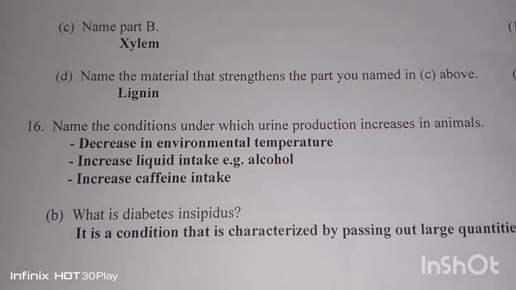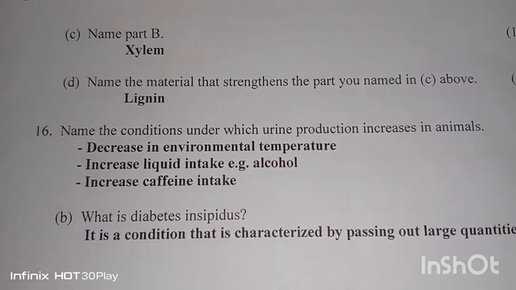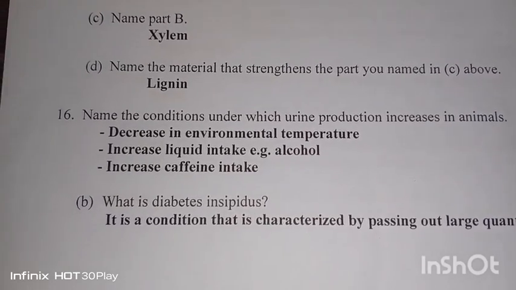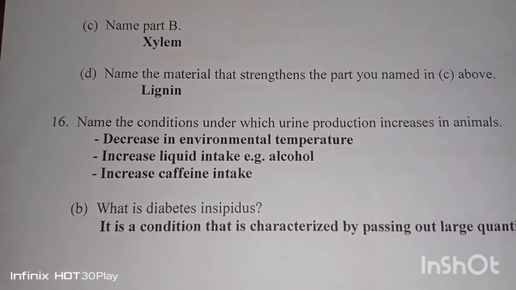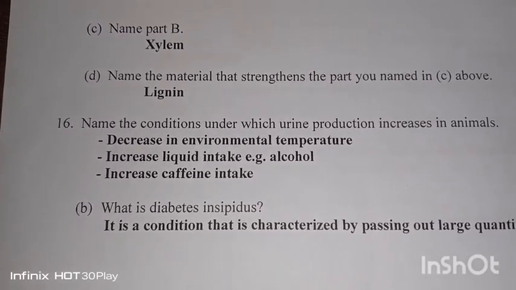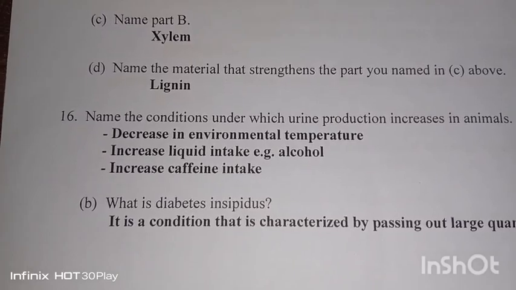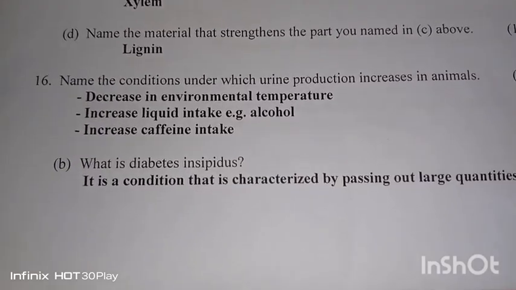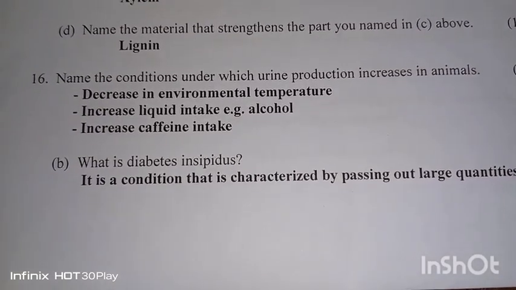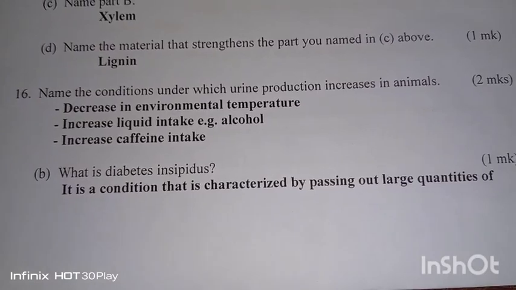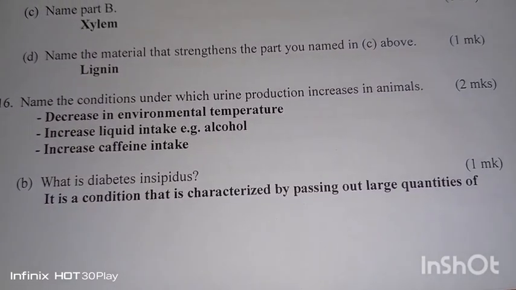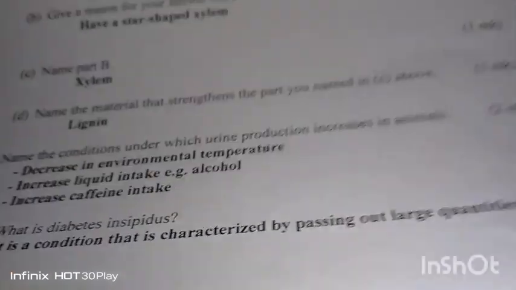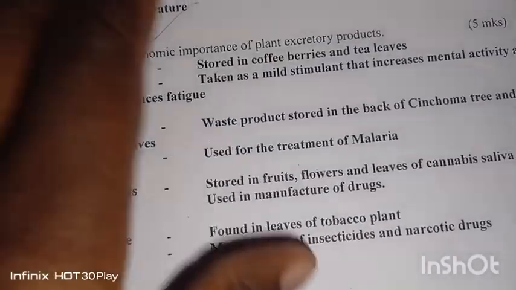When you take a lot of fluids, for example, a lot of water, or maybe other drinks, or even porridge, you find yourself urinating more, and then the increase in caffeine intake also contributes to that. What is diabetes insipidus? It's a condition that is characterized by passing out of large quantities of dilute urine.